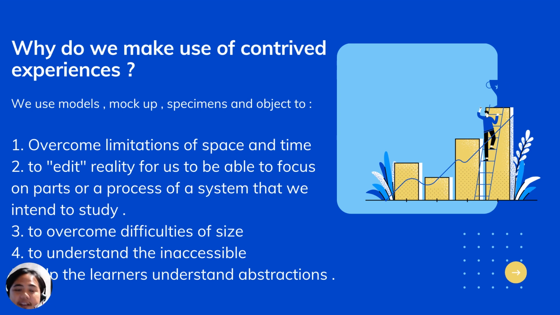Third, to overcome difficulties of size. Of course, there are some things that we really cannot accommodate, especially with sizes. Some may be too big, too narrow, or too tiny and too vast. Next, to understand the inaccessible. If the lesson is about space, if the lesson is about the solar system, of course, we cannot bring the planet Saturn or Mars here in our classroom. So it is best to just use some of the models.